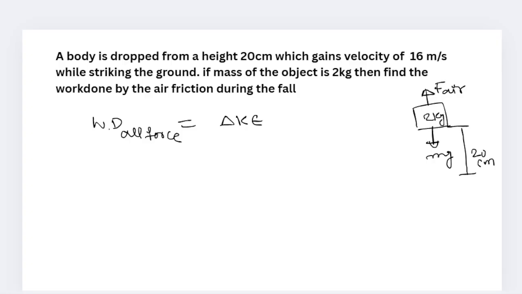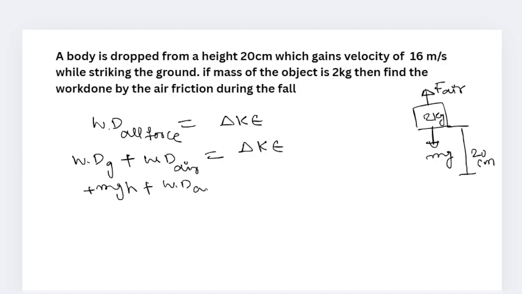You have to add the two works done. Work done by gravity plus work done by the air friction force is equal to the change in kinetic energy. Work done by gravity is mgh, plus the work done by air friction. There is no formula for this, so we simply write work done by the air, equal to the change in kinetic energy.